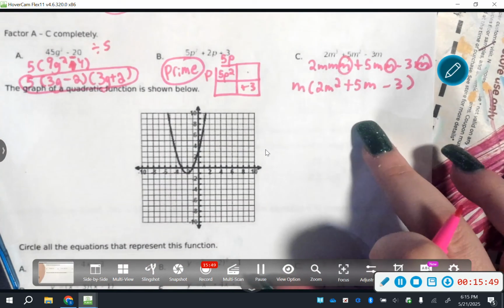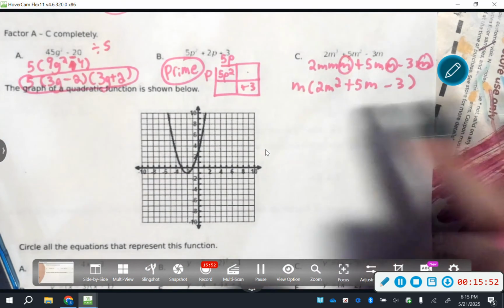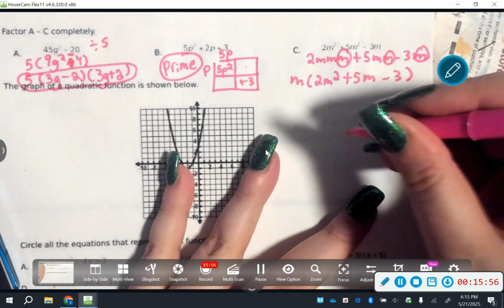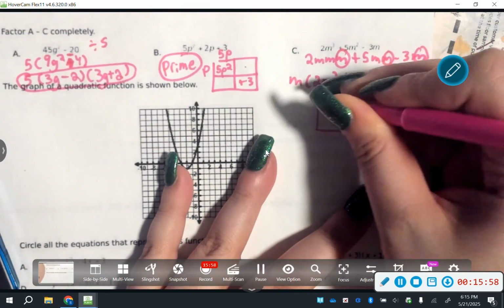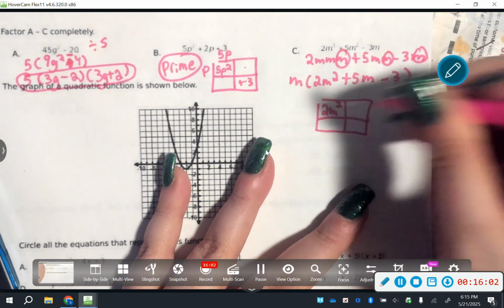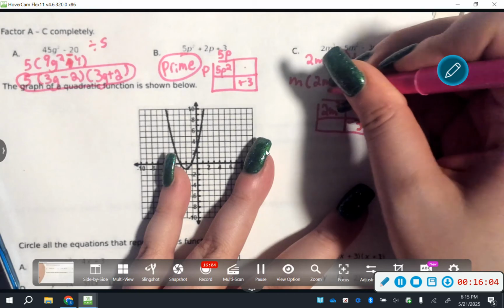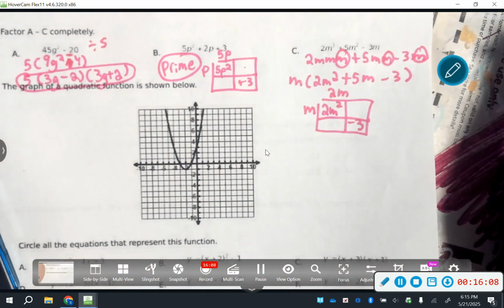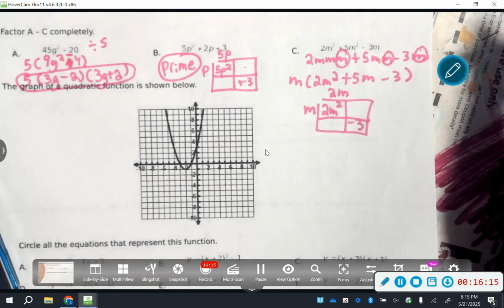Now that I've done that, I can check for dots or PST, which is neither. And then I am going to plug into my box. Got 2m squared. I got negative 3. We already know we need 2m and m. So things that get me negative 3 are going to be 3 and 1. We just need to figure out which one's going to be positive, which one's going to be negative. Where do I put it?